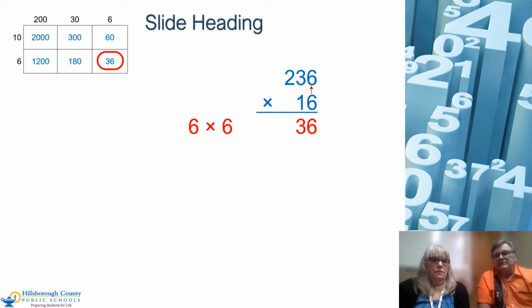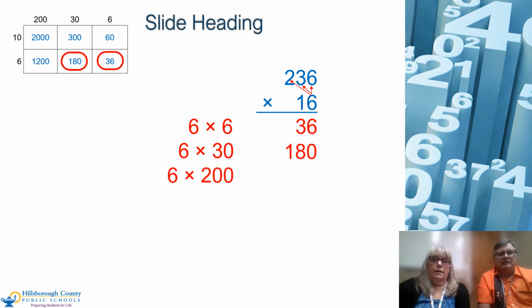Then I would consider, since that's 6 ones, 6 groups of 3 tens or 30, that's 180. Okay. And from there, I would go to my 6 groups of 200. Right, and I see it there. And that is going to give me 1,200. So there are all of my partial products using 6 as one of my factors.